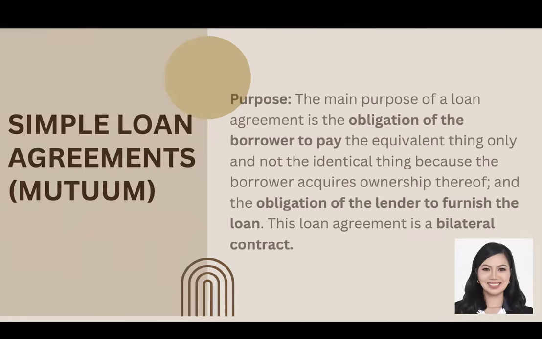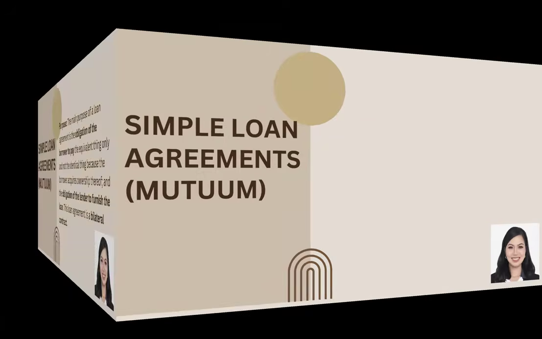So this simple loan agreement is more formal than the promissory note. The obligation of the borrower is to pay the equivalent thing only and not the identical thing, because the borrower acquires ownership thereof, and the obligation of the lender is to furnish the loan. This loan agreement is a bilateral contract. Unlike the promissory note, which is a unilateral act of the borrower or debtor promising to pay the creditor, in these simple loan agreements there's also an obligation of the lender or creditor to furnish the loan.